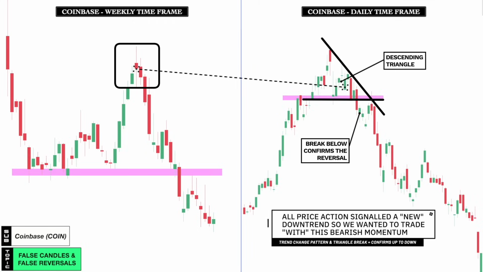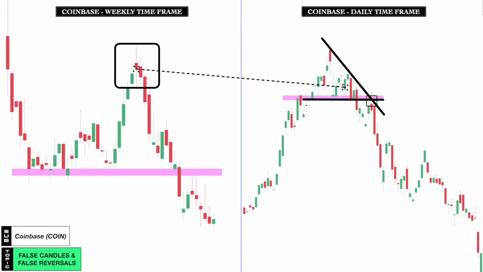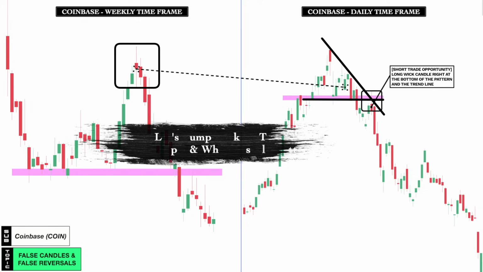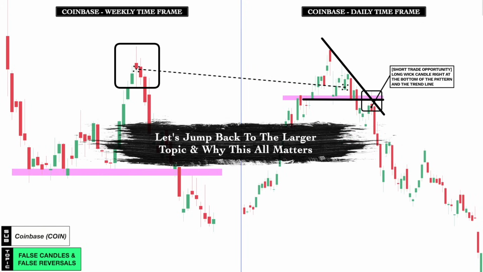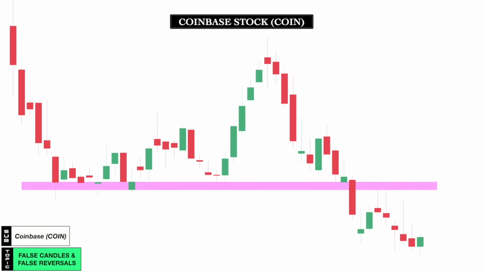And one of many entries that we took along the way down occurred right here, where the long wick candle pulled back to the bottom of the descending triangle to the trend line, which presented a great short trade. Now back to the larger topic. Let's jump back to the weekly.